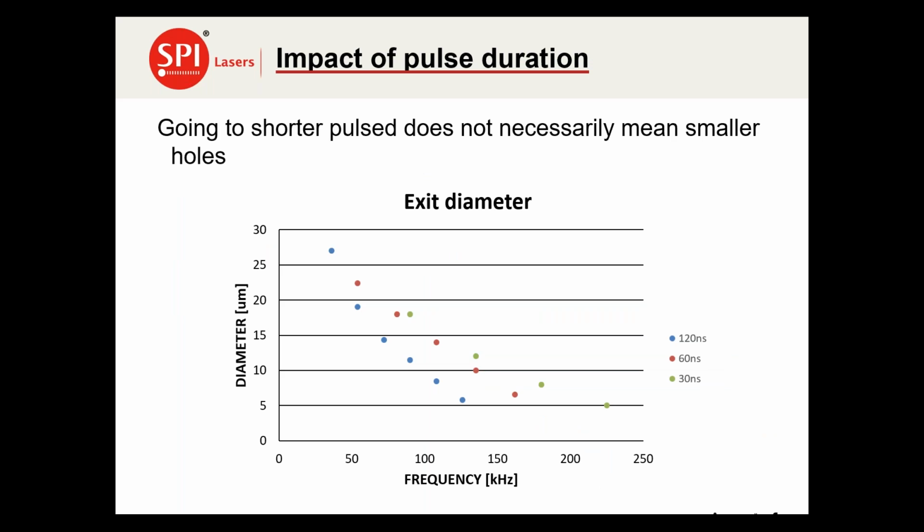Sometimes going shorter does not necessarily mean smaller holes. Here is a good example that sometimes when we go down in pulse duration, funnily enough, the diameter doesn't quite go as low as we can with some of the longer pulses. And this is more about the performance of the materials. We're finding that some of the materials behave differently, so the characteristics of the materials need to be taken into account.